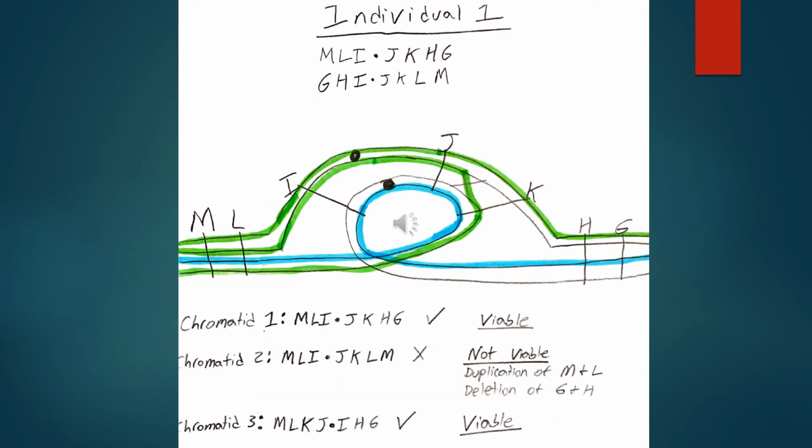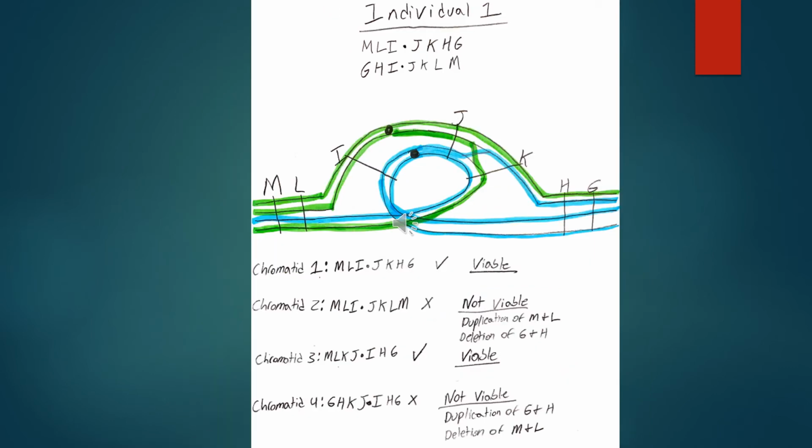For the third chromatid, you will follow the second chromosome fully around the loop, creating the chromatid MLKJIHG, which is viable because it matches the second parent chromosome. For the fourth chromatid, you will follow the second chromosome around the loop, then cross to the first chromosome between regions K and J, creating the GHKJIHG chromatid, which is not viable because it duplicates regions G and H and deletes regions M and L.